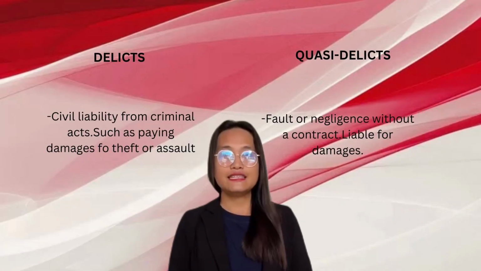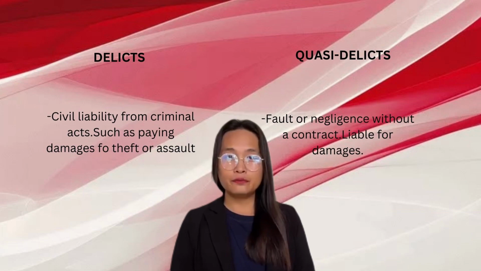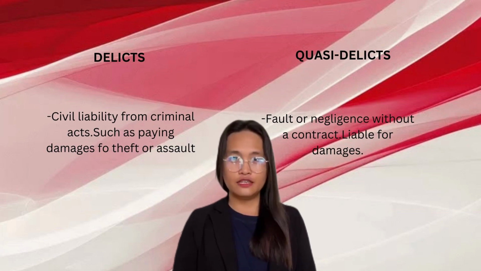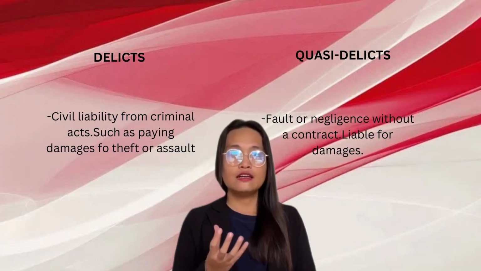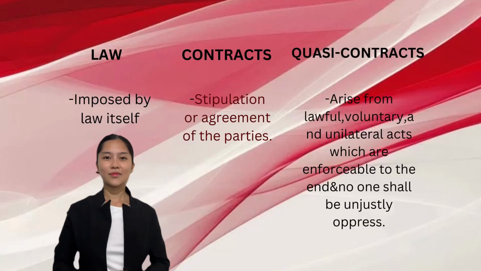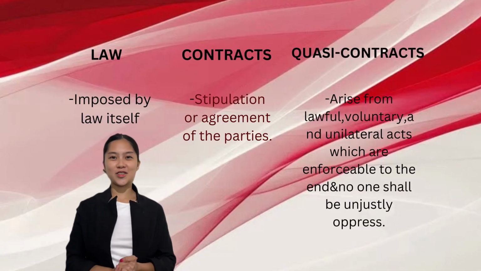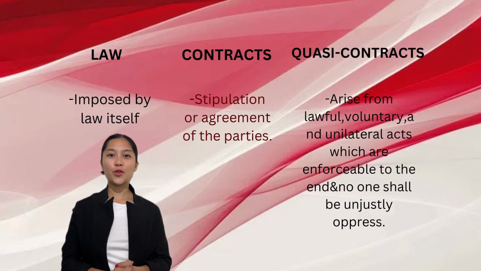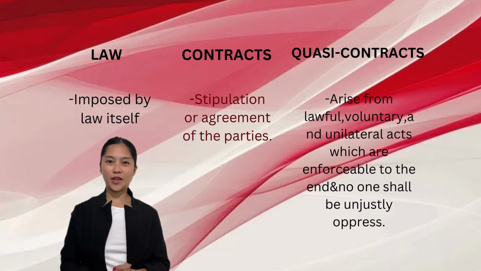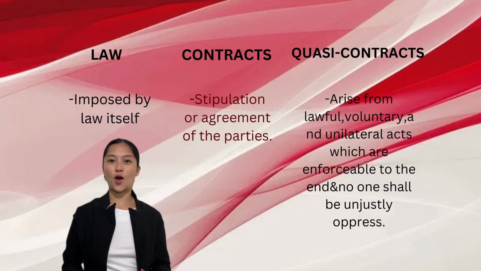Delict is an act committed by a person that causes harm to another person intentionally, and it leads to an obligation to pay damages. There are 5 sources of obligation. As stipulated in Article 1157, obligation arises from law, contracts, quasi-contracts, delicts, and quasi-delicts.